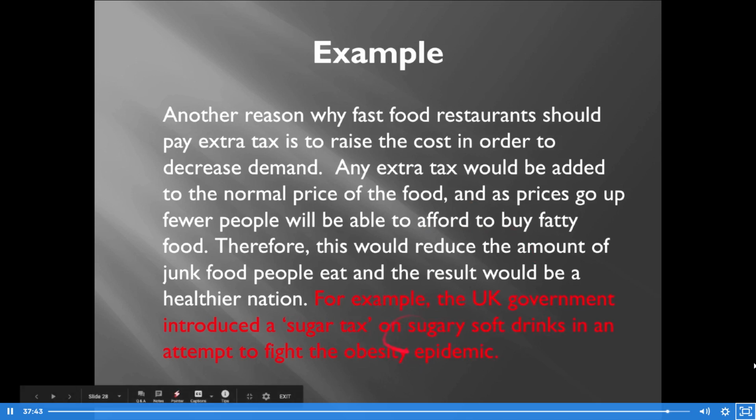So let's have a look at the example that we're going to use here. For example, the UK government introduced a sugar tax on sugary soft drinks in an attempt to fight the obesity epidemic. So if you showed this to most people in the UK, the bit in white, and you asked them to think of an example, most people would come up with this.